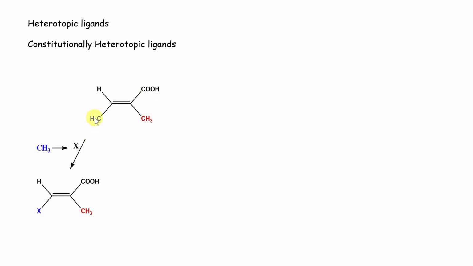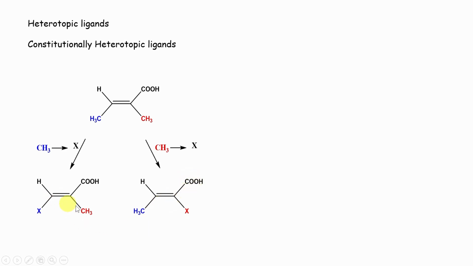When this methyl group is replaced by X, we will get this molecule, while the red methyl group on replacing with X, we will get this molecule. These two molecules are constitutional isomers. Here, X is attached to this carbon atom containing a hydrogen, whereas in this case, X is attached to this carbon atom containing a COOH group.